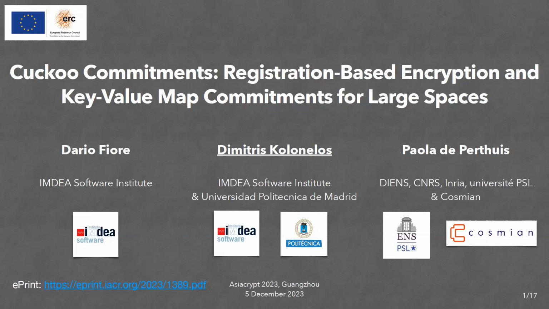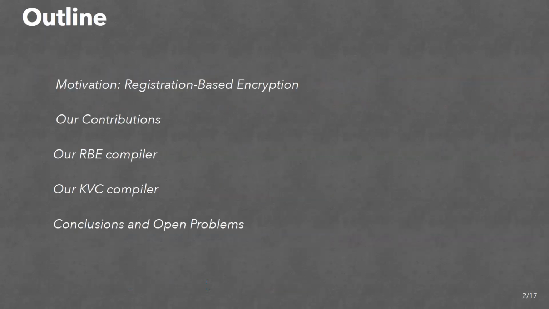So the outline of the talk will be the following. First, the motivation of the work, which was basically registration-based encryption. Then briefly, I will state our contributions. Then our main technical contribution is our RBE compiler. Then a secondary result is our key-value map commitments compiler that I will just mention briefly. Then at the end, some conclusions and open problems.